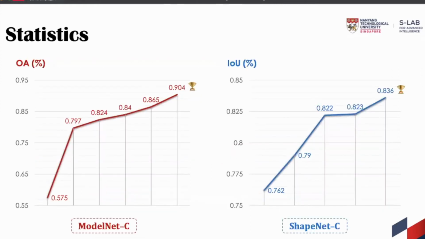Here is a brief introduction of the results for our competition for both of the 2 tracks. We can see that the participants have achieved very promising results for both tracks. For example, for the classification track, the winner solution has achieved over 90% overall accuracy. And for the part segmentation track, the winner solution has achieved over 83.6% IOU scores.